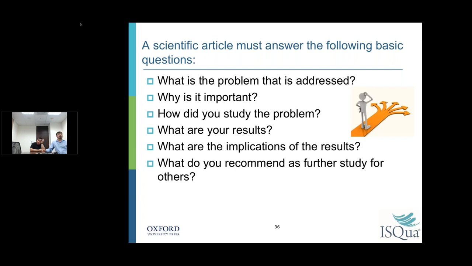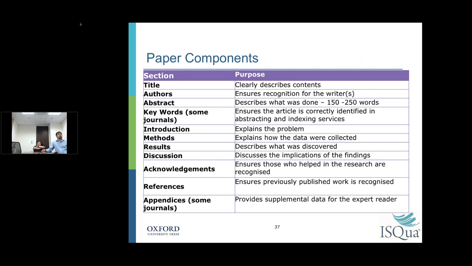So the scientific article must answer the following basic questions. First of all, what is the problem that is addressed, why is it important, what did you study, how did you study this problem, what are your results, and what are the implications of the results? You need to think that your implications or results are not just within the national setting. You should also think about international comparisons. And what do you recommend as further study for others?